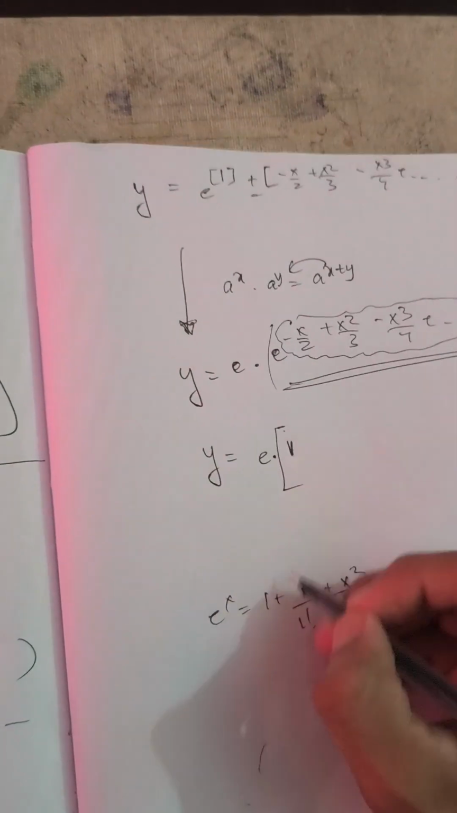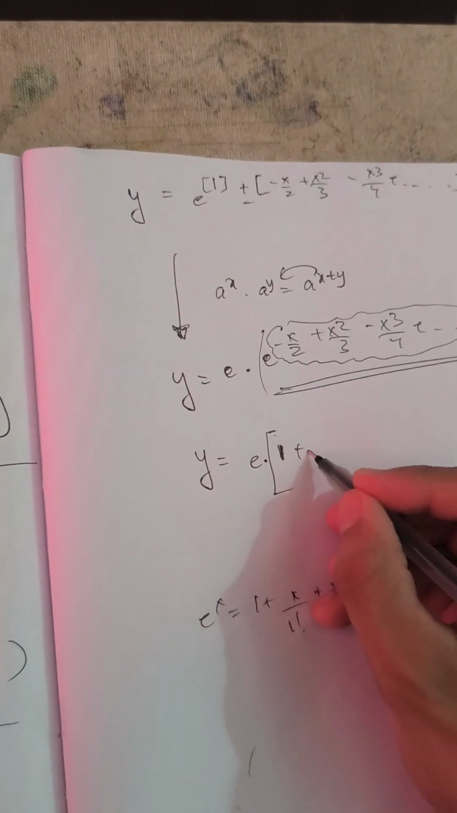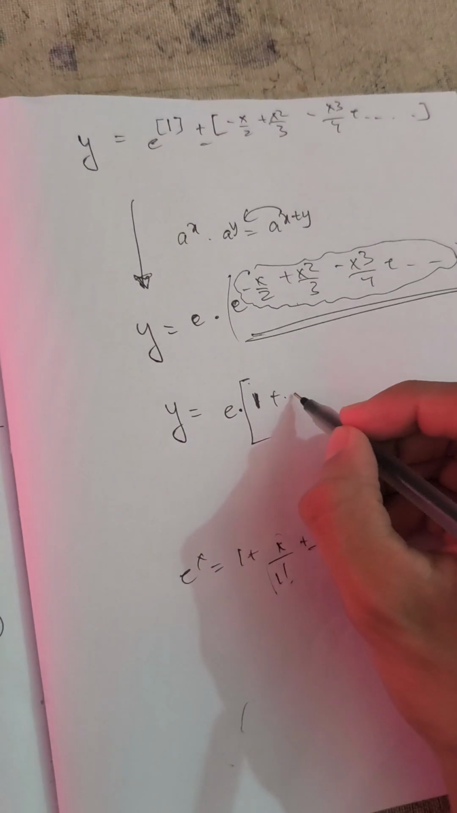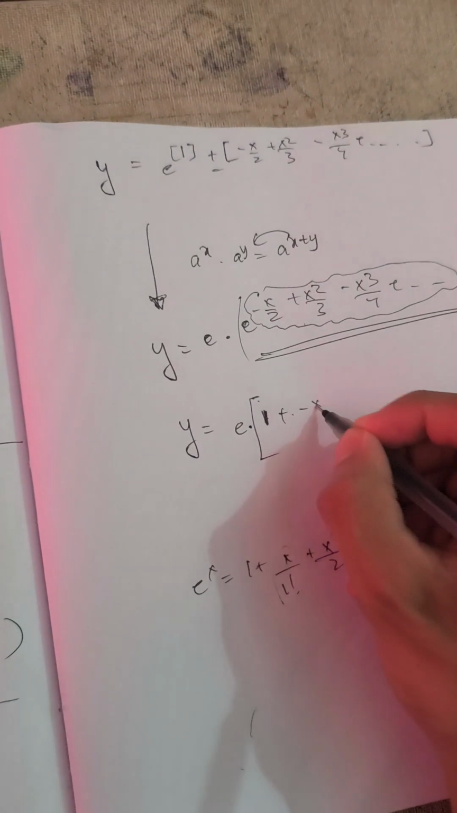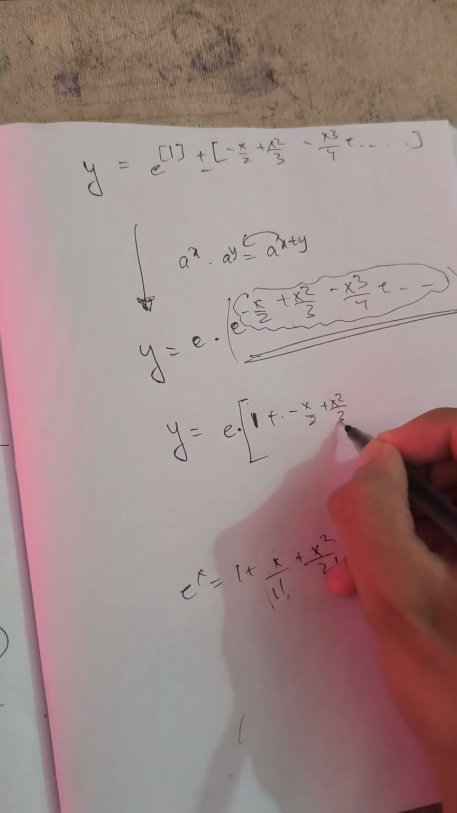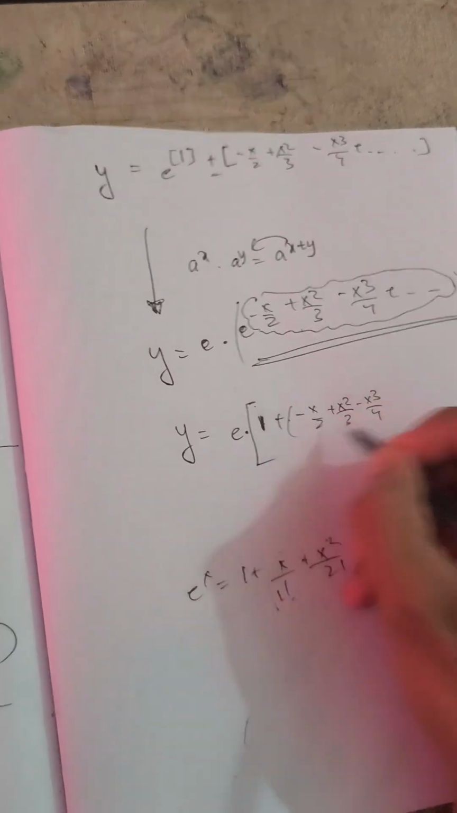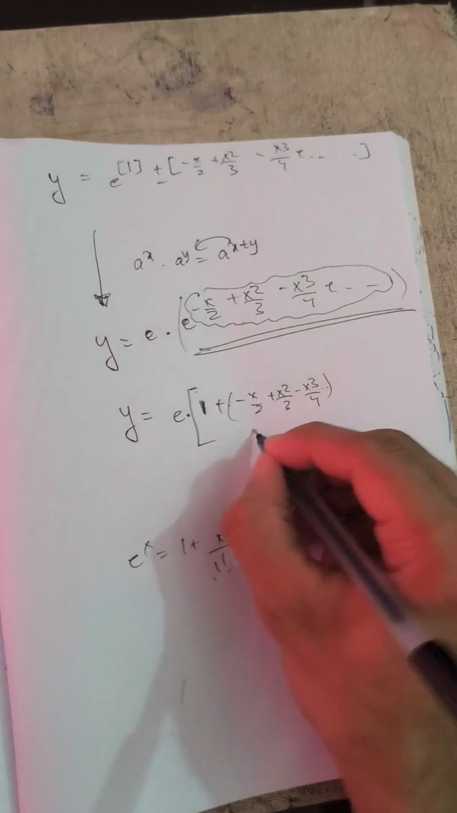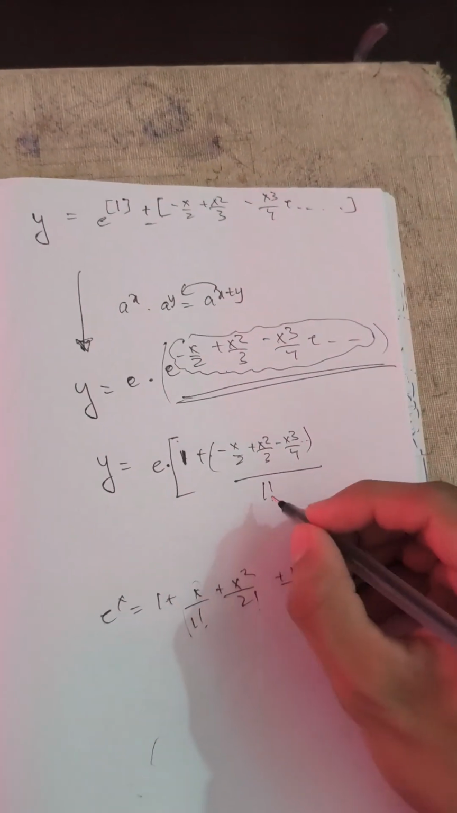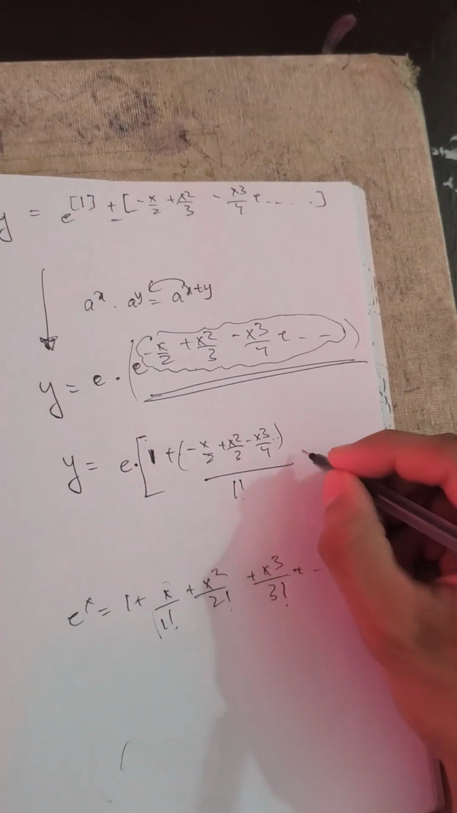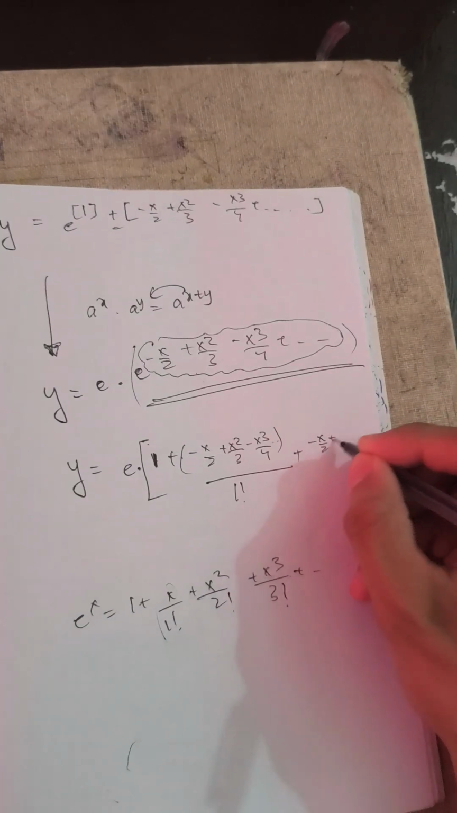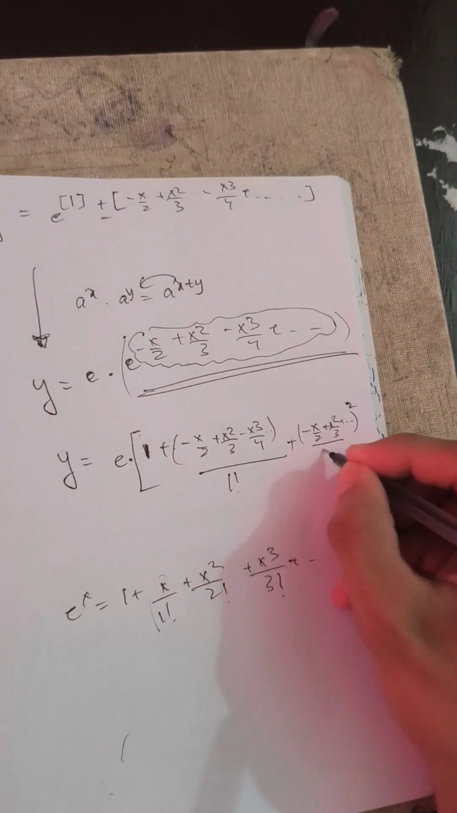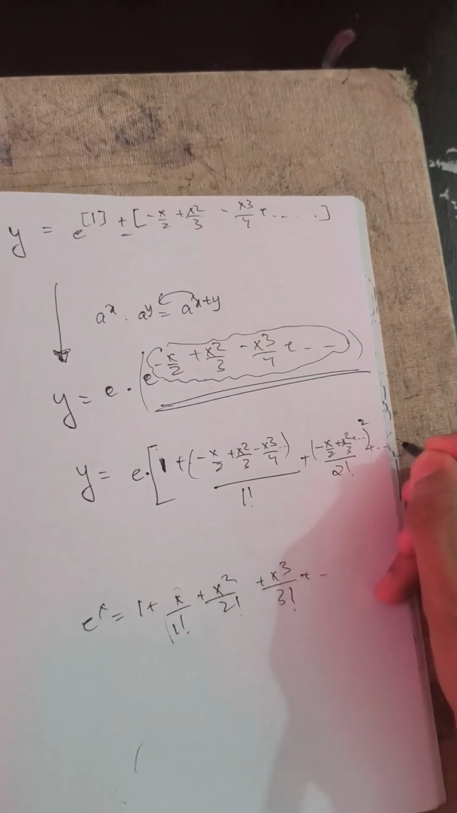So first term is going to be 1 plus, in place of x, what do we have in place of x? This thing: minus x by 2 plus x squared by 3 minus x raised to 3 by 4, that whole thing, so on and so forth. I'm not going to say that every single time. It's kind of tireful. Anyway, divided by 1 factorial plus minus x by 2 plus x squared by 3, so on and so forth, the whole squared divided by 2 factorial plus etc.